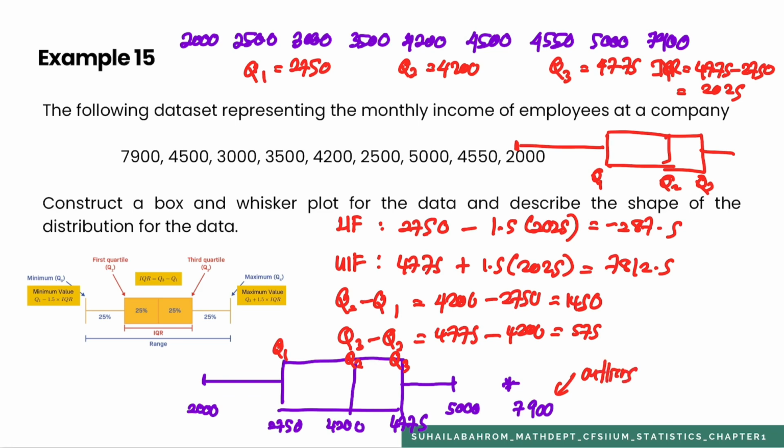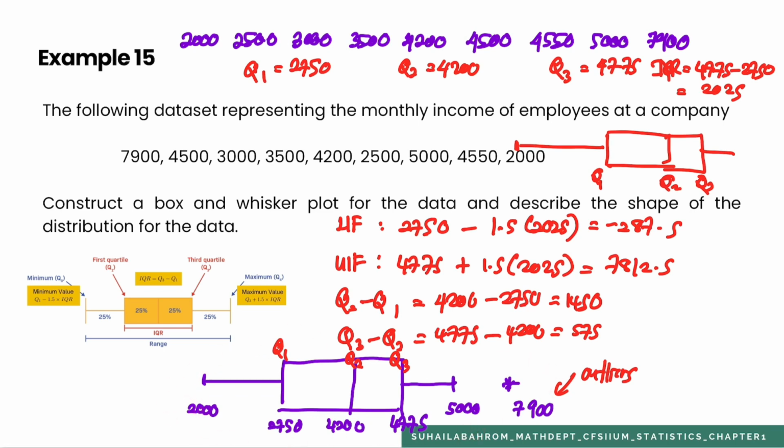So when people out there look at your box and whiskers, even without you putting Q1, Q2, Q3 and outliers, they will know what the IQR, the first quartile, second quartile, third quartile, the minimum value and the maximum value are from this visualization.